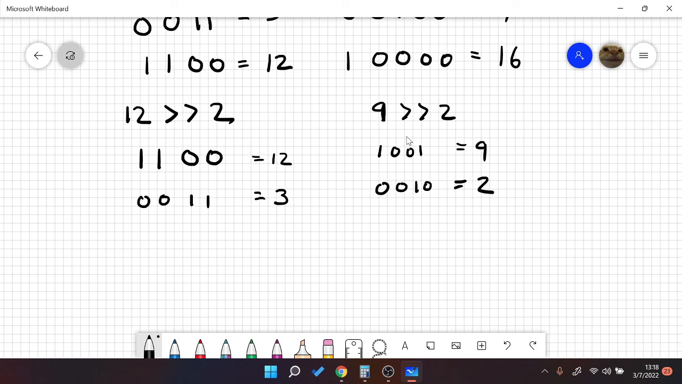So that will be what you'll see if it asks you to do an arithmetic shift. All you have to do is shift in a 1 instead.